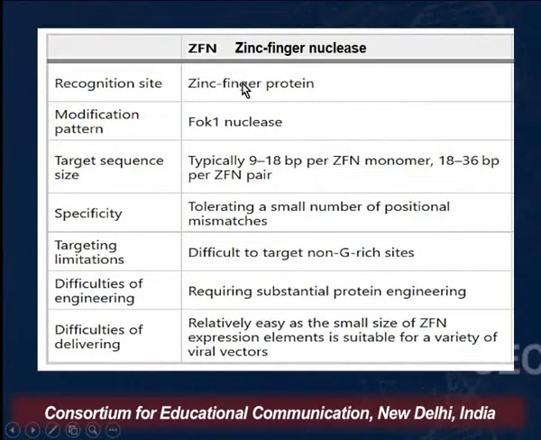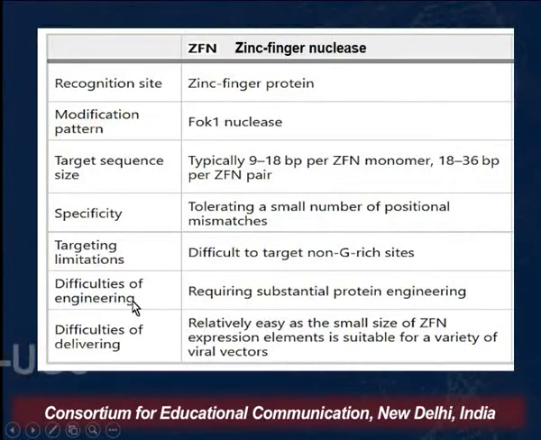For the zinc finger nucleases, as you can see, the recognition site is a zinc finger protein. The nuclease site is the FokI nuclease that is utilized. The target sequences are typically around 18 to 36 base pairs in nature. The specificity is provided by this DNA binding domain, and it can recognize a small number of nucleotides, but it can tolerate a little bit of mismatches as well.